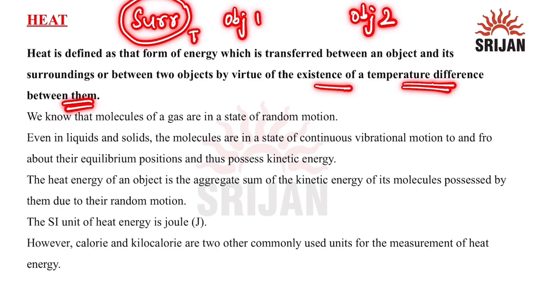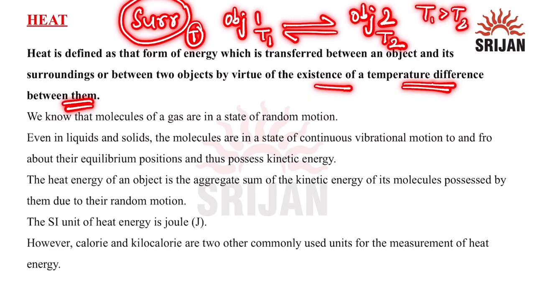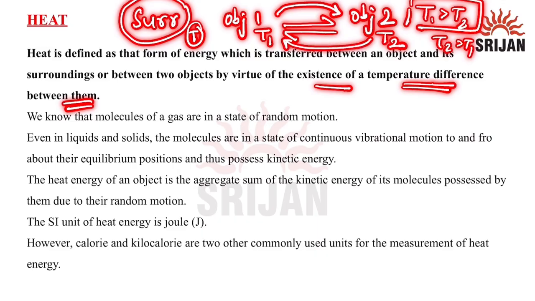Let's say the surrounding temperature is T, object 1 temperature is T1 and object 2 temperature is T2. Because the temperatures of all three are different, heat will get transferred depending on which is lower or higher. If T1 is more than T2, then heat will transfer from T1 to T2. If T2 was more than T1, then heat would have transferred from T2 to T1, and similar is the case with the surrounding and the object as well.